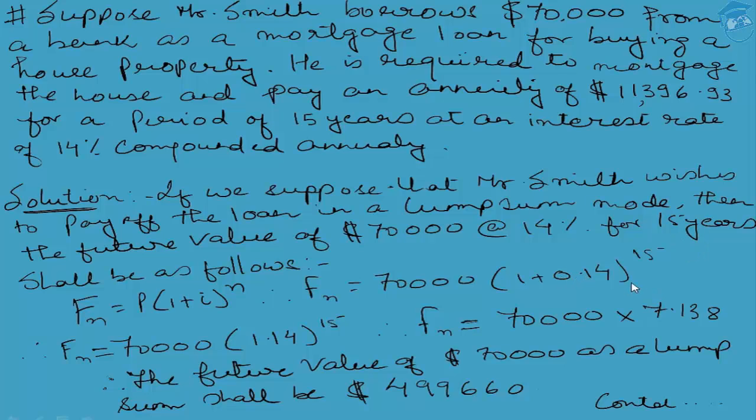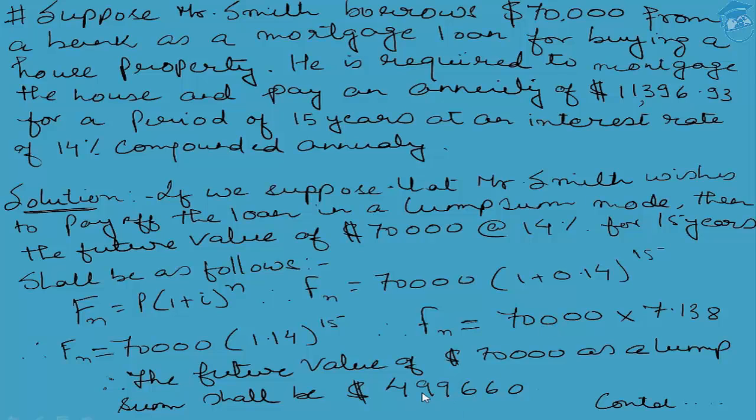If we refer to the future value of a lump sum table, we shall get the future value of 1 USD against a 14% rate of interest for the next 15 years as 7.183. Once again, students, the 7.183 refers to the future value of a lump sum of 1 USD against a 14% rate of interest for the next 15 years. So if you multiply 7.183 with the current loan of 70,000, then we shall arrive at this particular figure.